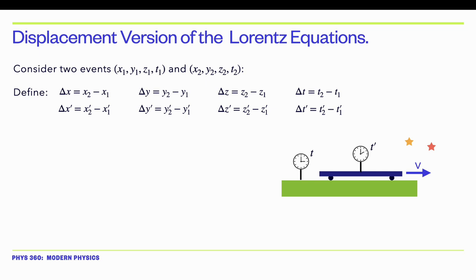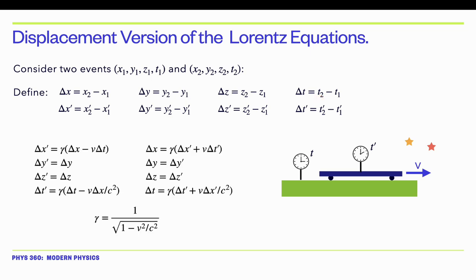We can calculate the displacements between the two events in terms of the x, y, and z components as well as the time component. Because Lorentz transformations are linear, we can simply replace the x's and x primes and t's and t primes with just the displacement values. So instead of x prime equals gamma (x minus vt), you can replace it with these deltas. This will be helpful in the next few examples.